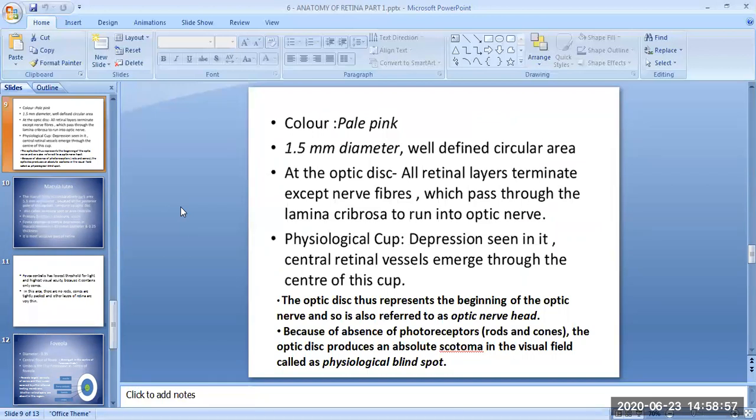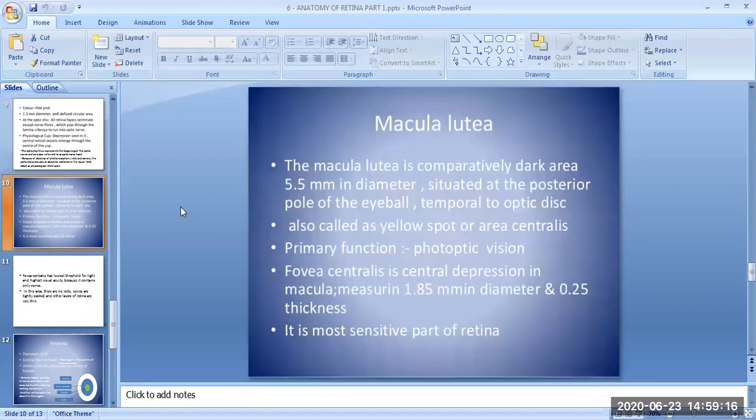The optic disc thus represents the beginning of the optic nerve and so is also referred to as the optic nerve head. Because of the absence of photoreceptors, rods and cones, the optic disc produces an absolute scotoma in the visual field called a physiological blind spot.